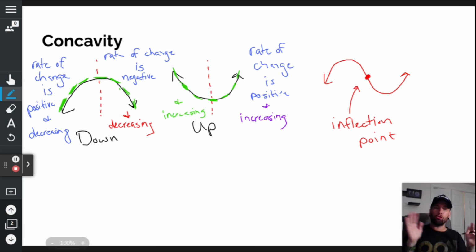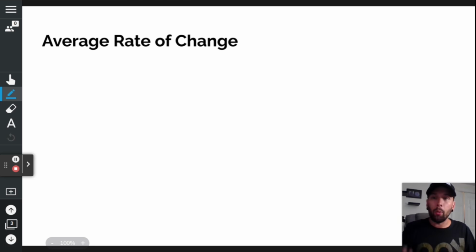Okay, if it's a straight line, it doesn't have concavity. So make sure we're understanding that concavity is this curvature. And we need to make sure that whenever we are given a visual, we understand the difference between something that's concave and something that's not. So that's concavity. That's thing number one that we need to look at. Thing number two that we need to look at is the average rate of change.